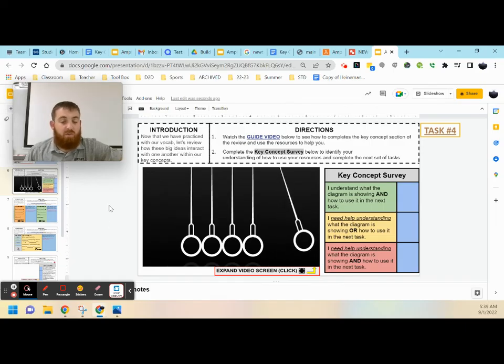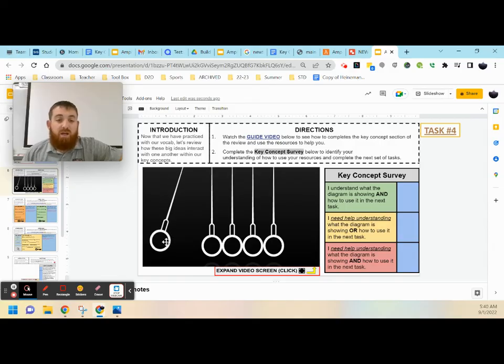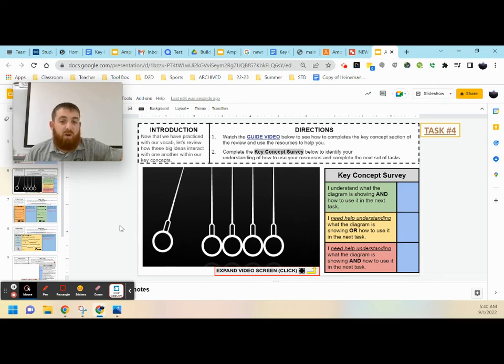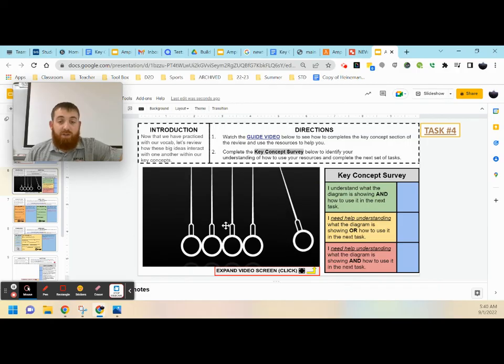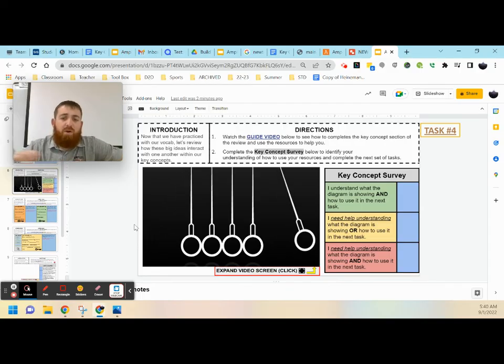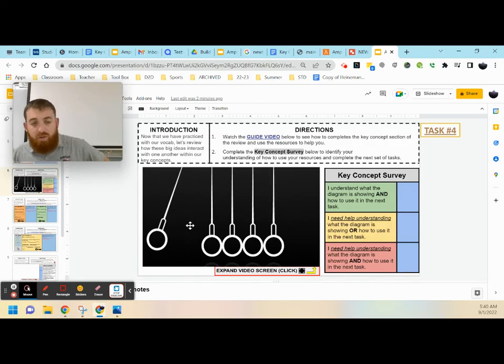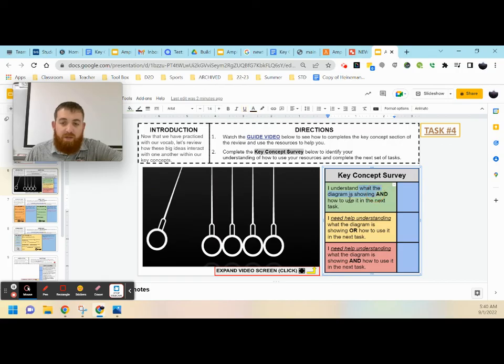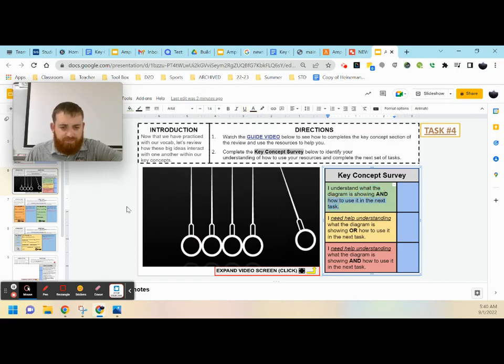This is called a Newton's cradle, where you have different weighted objects. In this case, we have three random balls that are hanging. As you pull one to the side, you'll see that as it swings through and the cradle works from left to right, different things are happening with these objects. Your job is going to be to use these diagrams to help you complete the next set of tasks. So we're going to break down what the diagram is showing and how to use it in the next task.